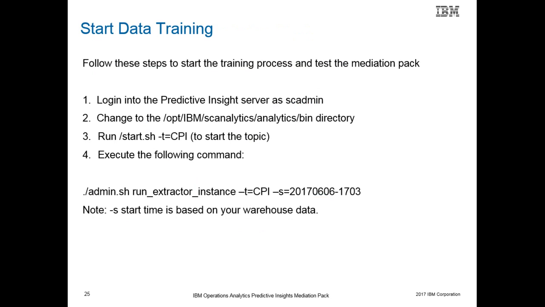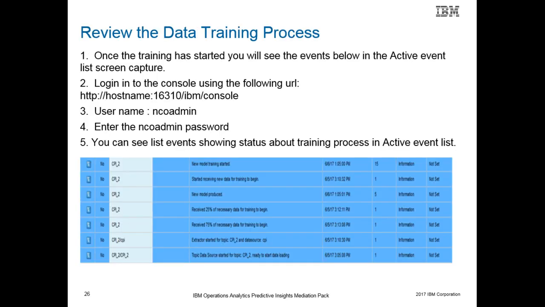You will now start the data training process by logging into the Predictive Insights server, and change to the bin directory. After you have changed to the directory, run the command shown in step 3 in the slide. After the data training process has started, you can check on the process by looking at the active event list as shown in the slide.